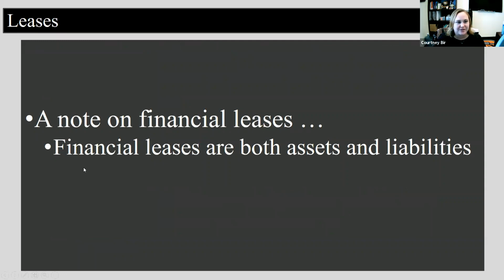So a note on financial leases. Financial leases are both an asset and a liability. So you have to just be very careful that you have that in both places.